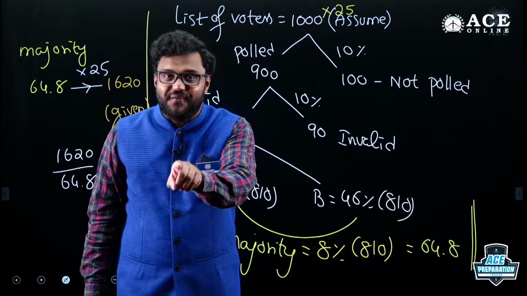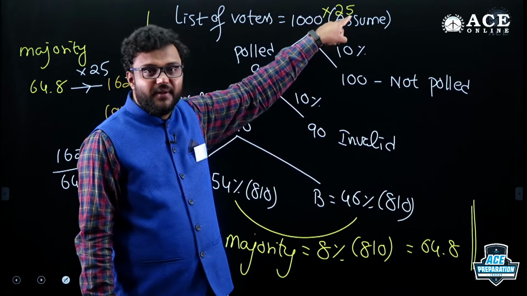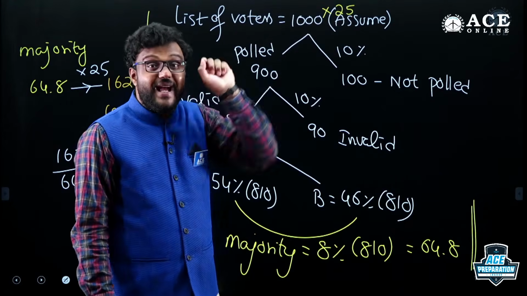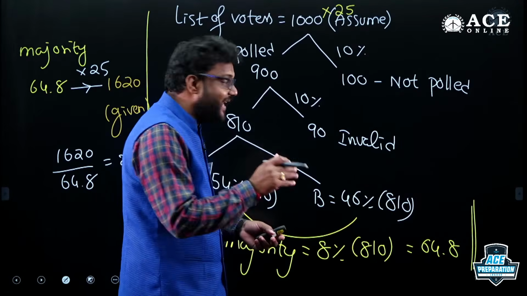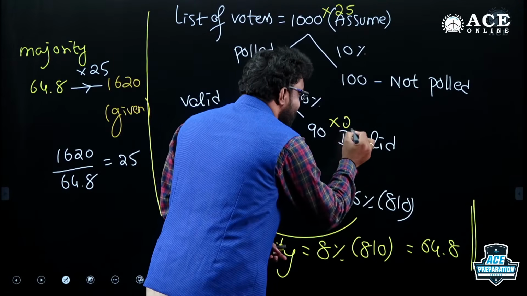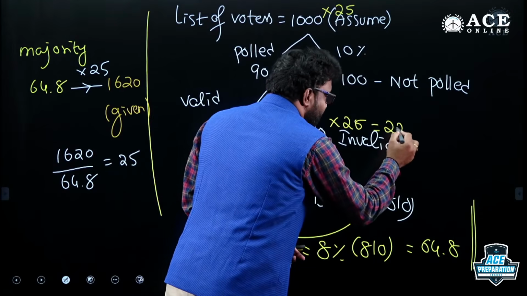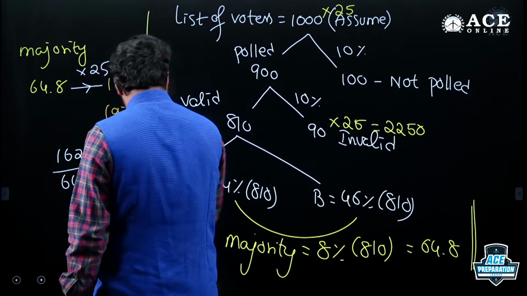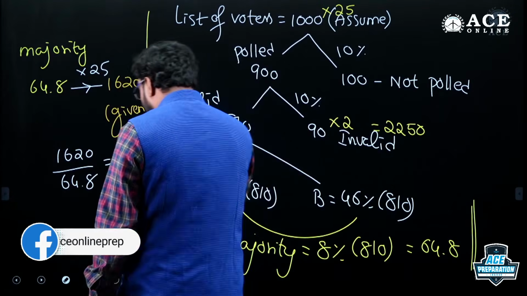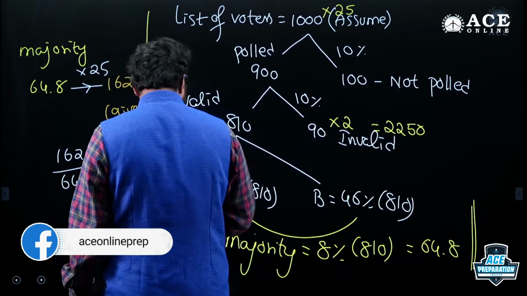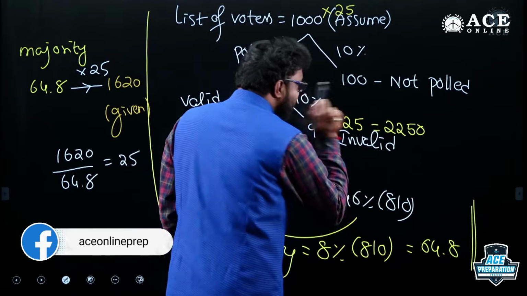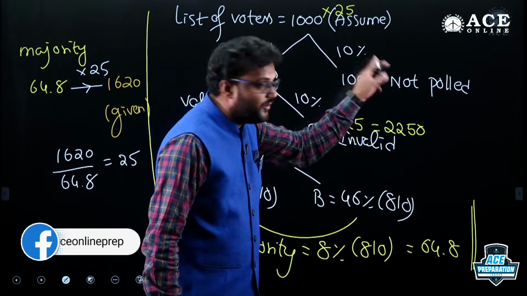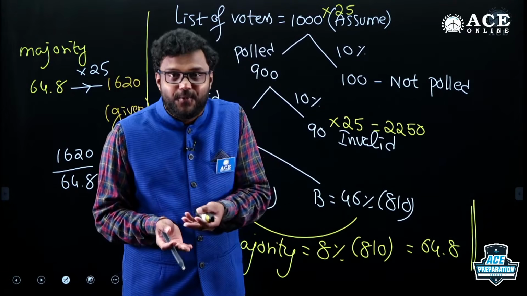If they ask for the list of voters, do into 25. This is 25,000. If they ask how many are invalid, do into 25 for this: 2,250. If they are asking only for invalid, then only do into 25 for that. Don't waste your time by doing into 25 for all. If they ask how many are invalid, do into 25 here, or here also if they ask how many not polled.